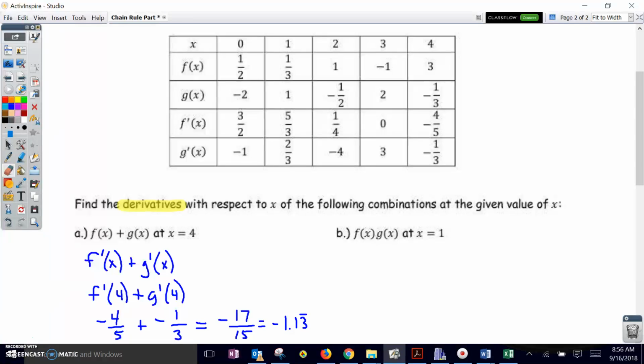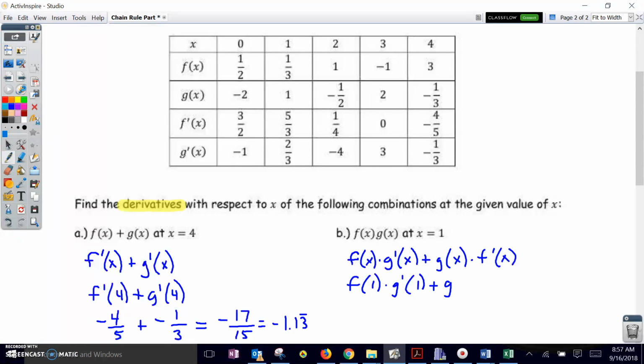In part B, we're finding the derivative of f of x times g of x at x equals 1. So first I find the derivative of f of x times g of x using the product rule. That's going to be f of x times the derivative of g of x plus g of x times the derivative of f of x. And we're going to find the values of all of those at 1 in order to answer this question.